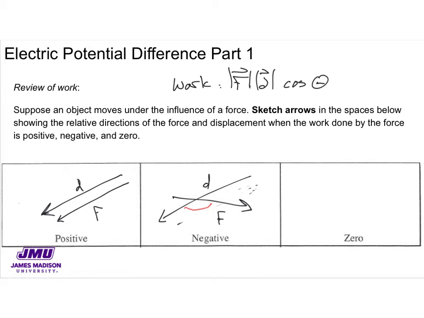but the cosine theta will still make this a negative value. What we're looking for, of course, with the 0 is, if you have a displacement like this, you could have 0 work done by either having 0 displacement or 0 force acting, but what we're looking for here is what if the force is perpendicular to the displacement. The cosine of 90 degrees would give us a 0.